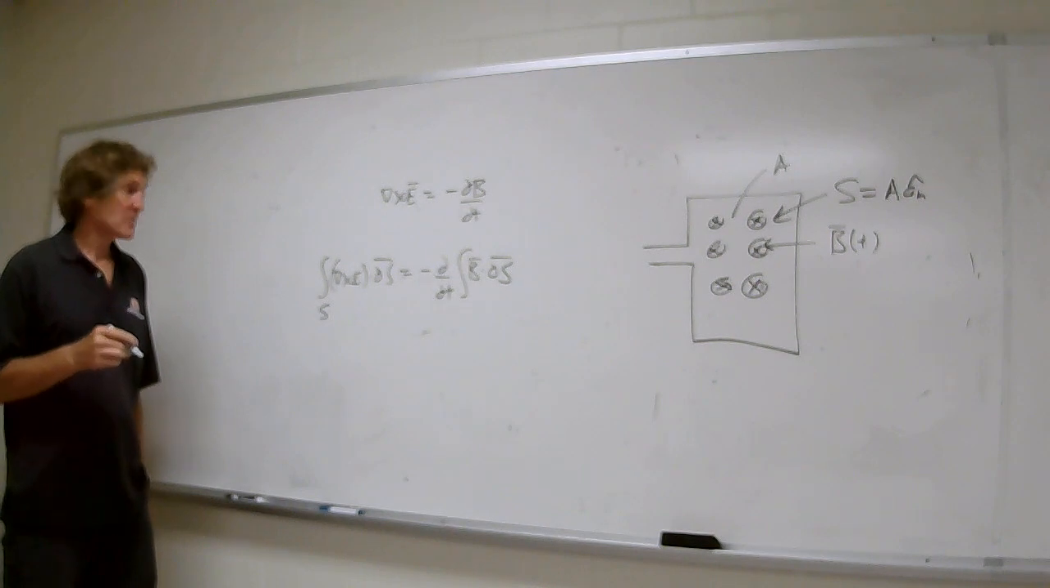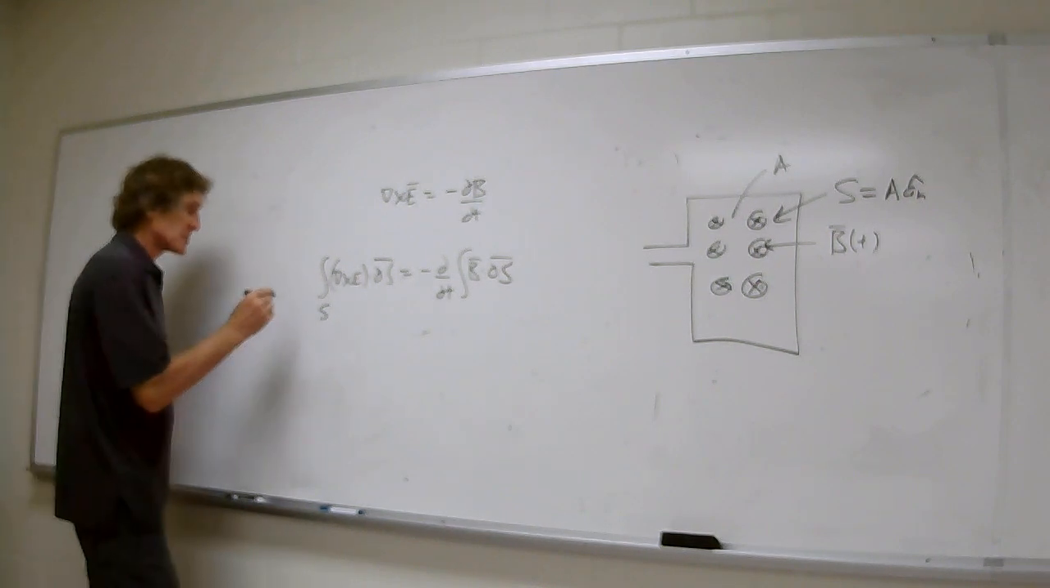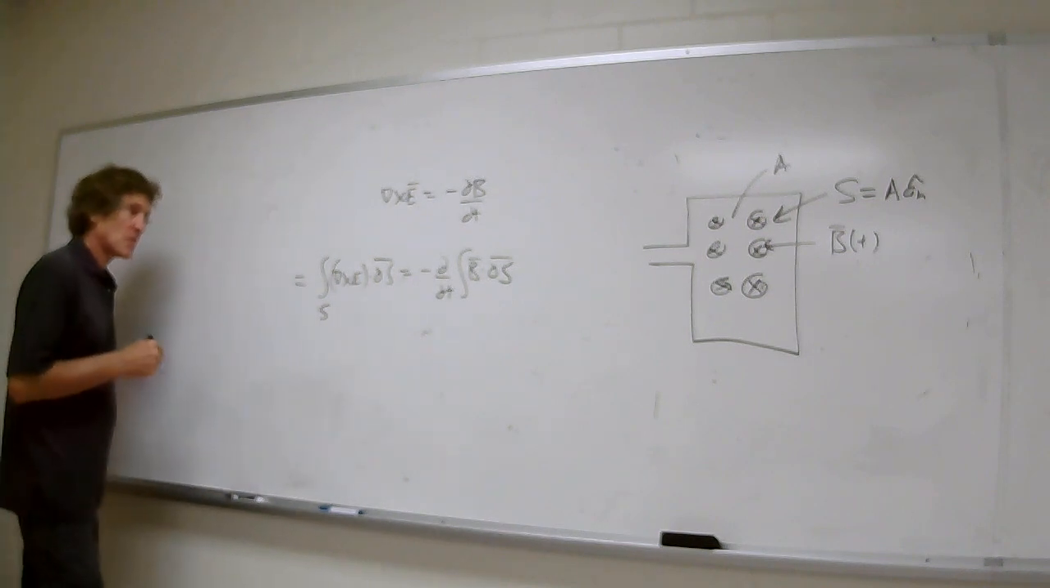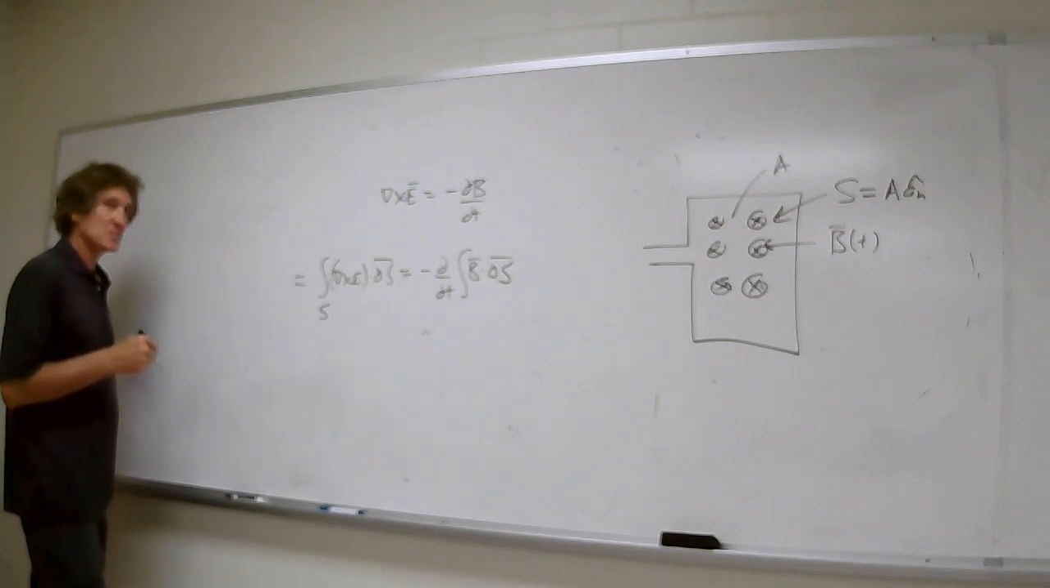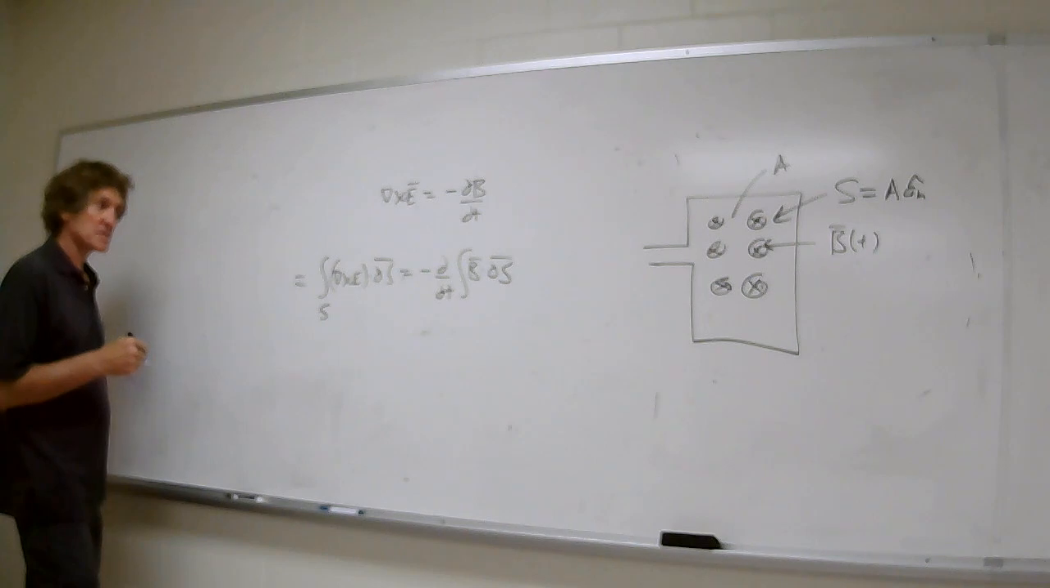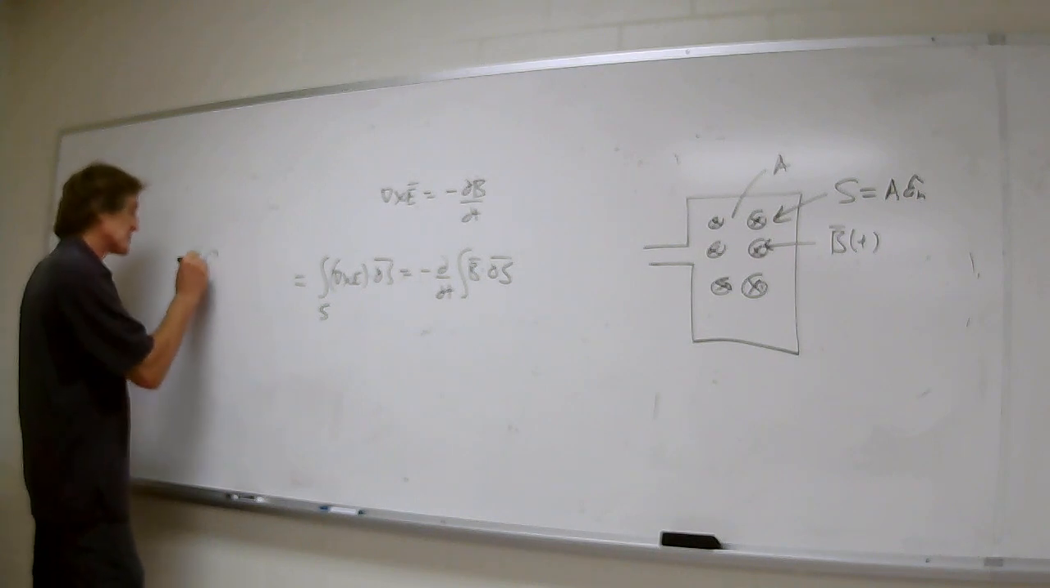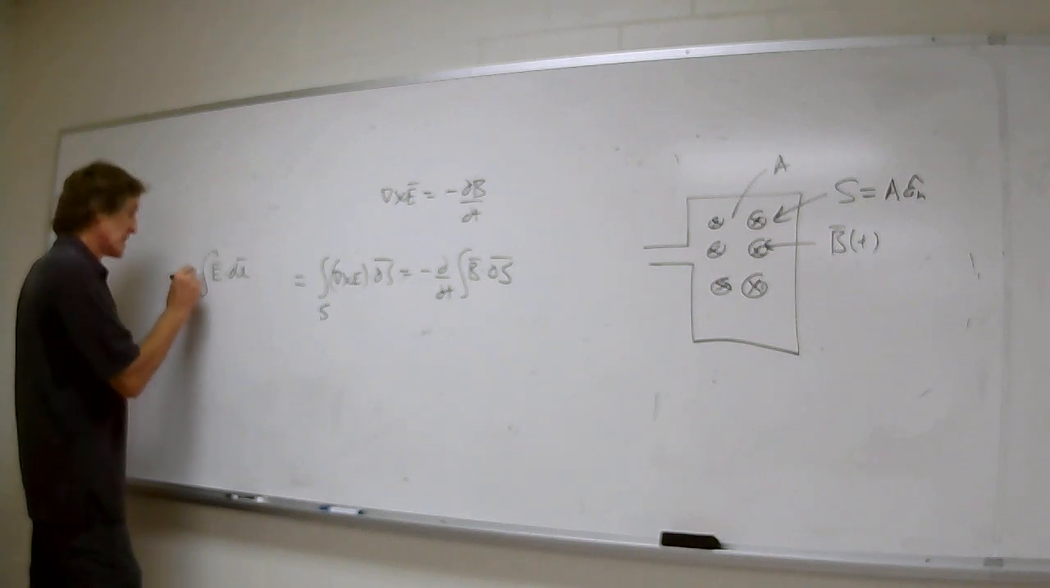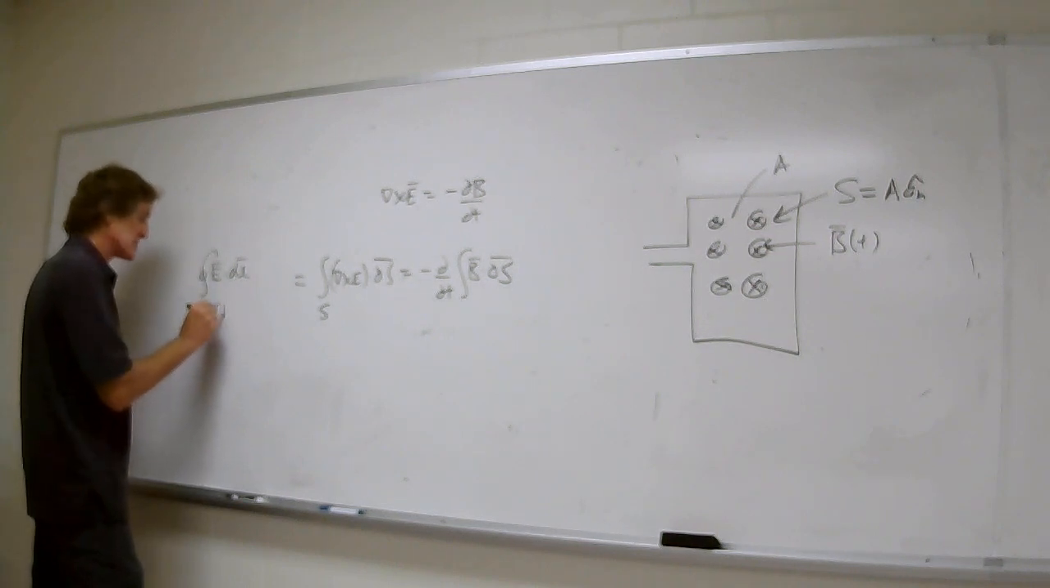Kind of abstract. I know what you're doing, but tell me why you're doing it. Now, this is called Stokes' theorem. If you take the curl of a function dotted into a differential surface vector and integrate it over any surface, it's also the integral of E dot dl around the perimeter, but in the counterclockwise direction.